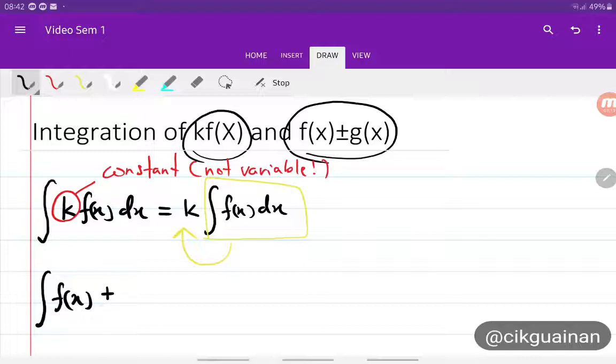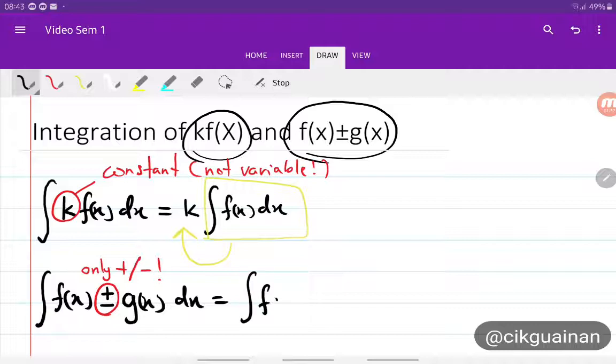And the second one is the function with this form. We have any function, and then we have plus or minus between another function g(x), and then we want to integrate with respect to x. This applies only if in the middle of these two different functions f and g is only plus or minus. Any other operation cannot, namely multiplication and division. So if they are only plus or minus, we can integrate f(x) first with respect to x, and then integrate g(x) later with respect to x, or maybe do it at the same time. Then we add them or subtract them if we need to. As you can see here.